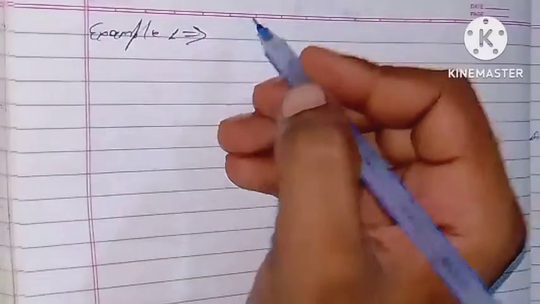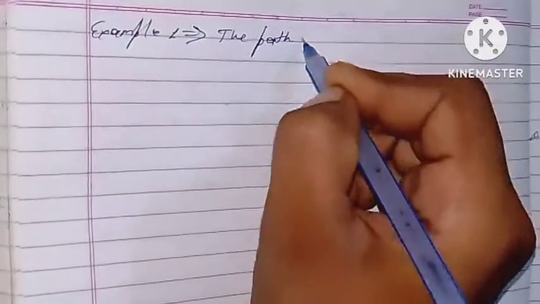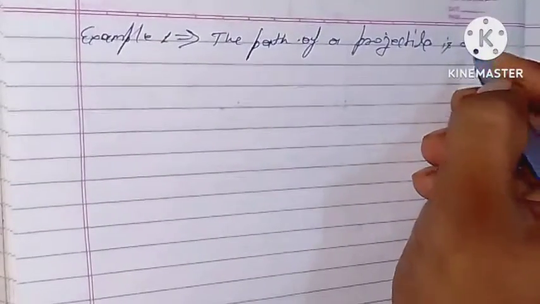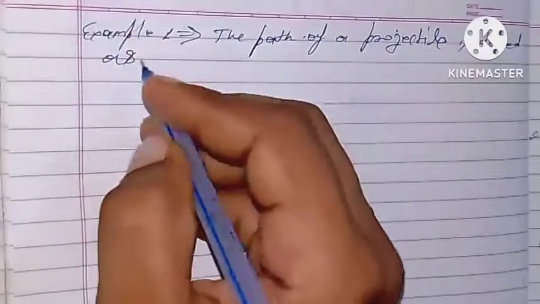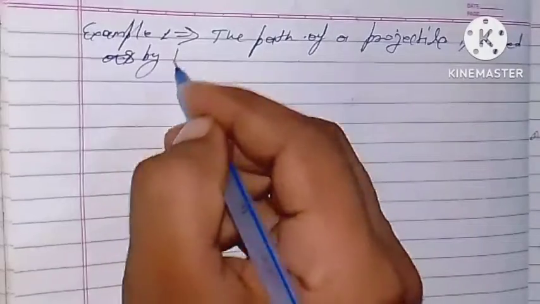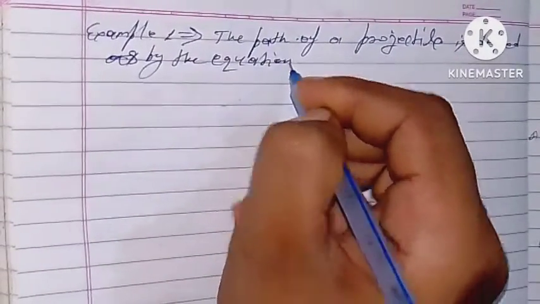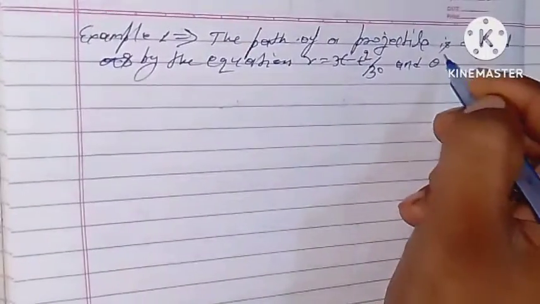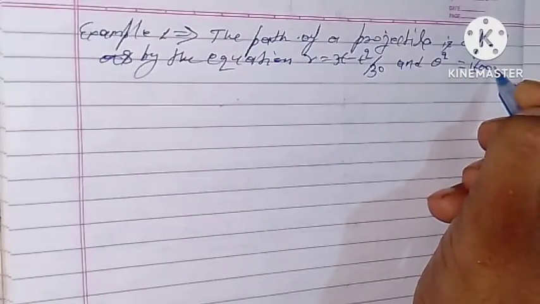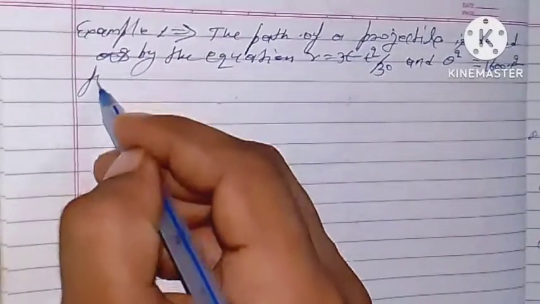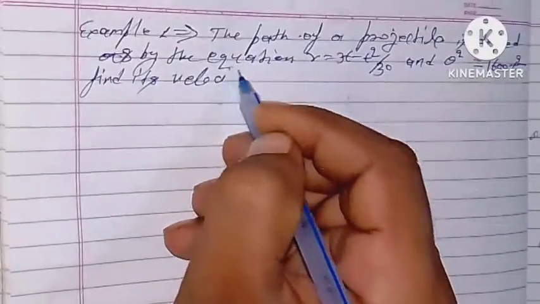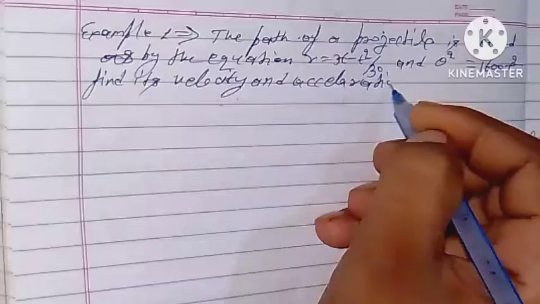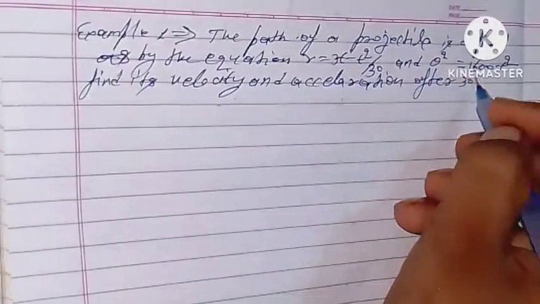Example one. The path of a projectile is defined by the equation r equal to (3t minus t square) whole upon 30 and theta square equal to 1600 minus t square. Find its velocity and acceleration after 30 seconds.